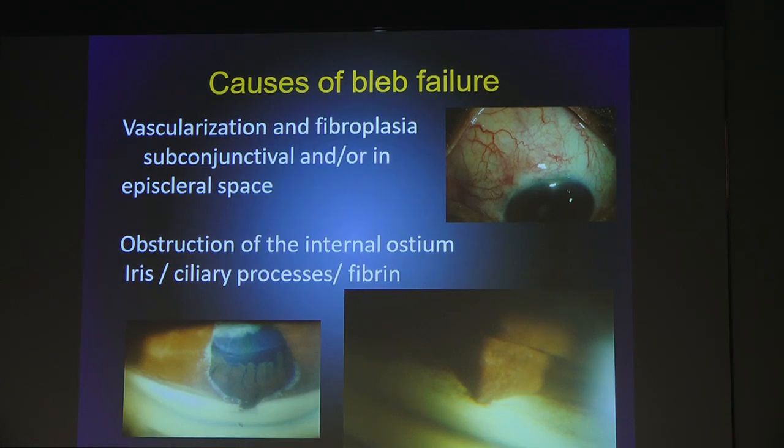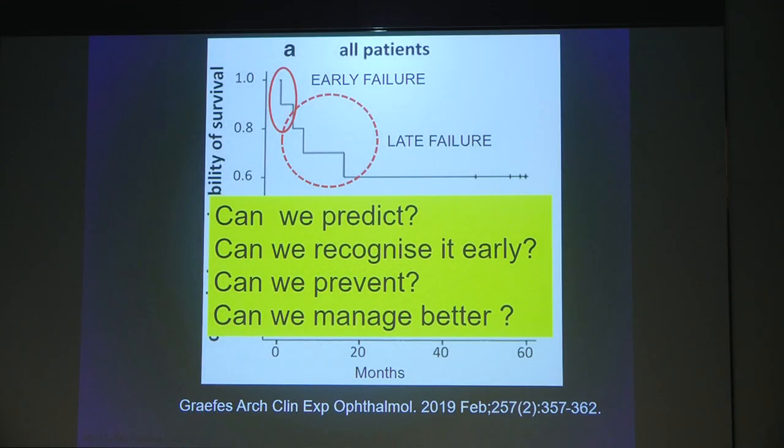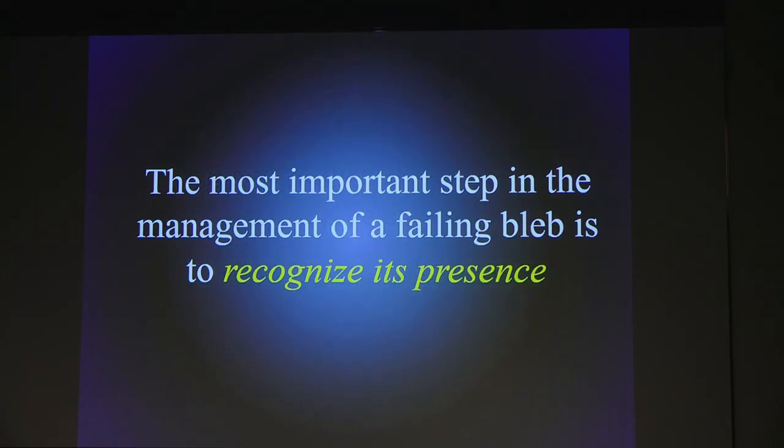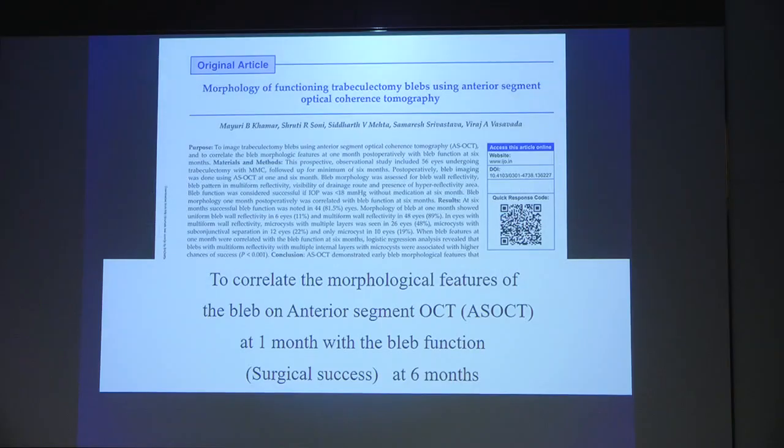So cause of failure, we know that it could be a subconjunctival or suprascleral fibrotic area or the occlusion of the inner ostium that we have to look for by doing the gonioscopy. So coming back to the first slide that I have shown, can we predict the early failure? Can we recognize early so that we can prevent the failure, and we can manage it better by giving injections, or we can do the needling also at that time, or release the releasable suture. So the most important step in the management of a failing bleb is to recognize its presence.